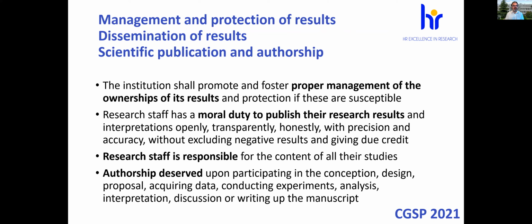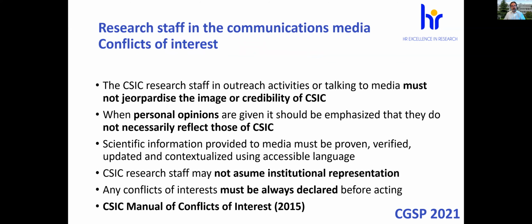Regarding the management and protection of results, then we have to promote and foster proper management of them. Regarding dissemination of the results, we have to remind researchers have a moral duty to publish the research results in an open, interpretable, transparent, honest way, with precision and accuracy, without excluding negative results and giving the due credit. We are accountable, we are responsible, and then we need to define when authorship is deserved regarding having participated in the conception, design, proposal, acquisition of data, conducting experiments, analysis, interpretation, discussion, or writing up of the manuscripts.